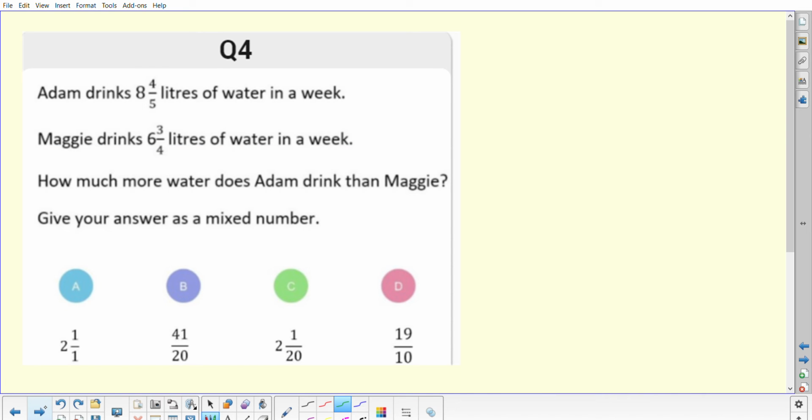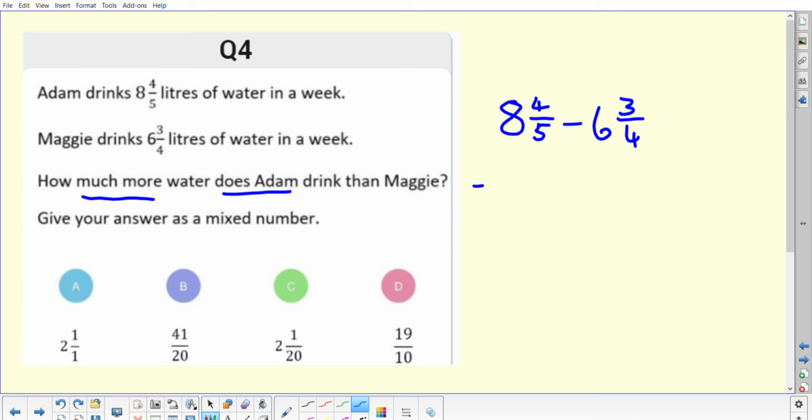For question 4, Adam drinks 8 4/5 litres of water in a week. Maggie drinks 6 3/4 litres. So how much more water does Adam drink than Maggie? So you're comparing the two amounts. One's clearly bigger than the other, so it's a takeaway that we need to be doing here, or a subtraction. So we're doing 8 4/5 minus 6 3/4.